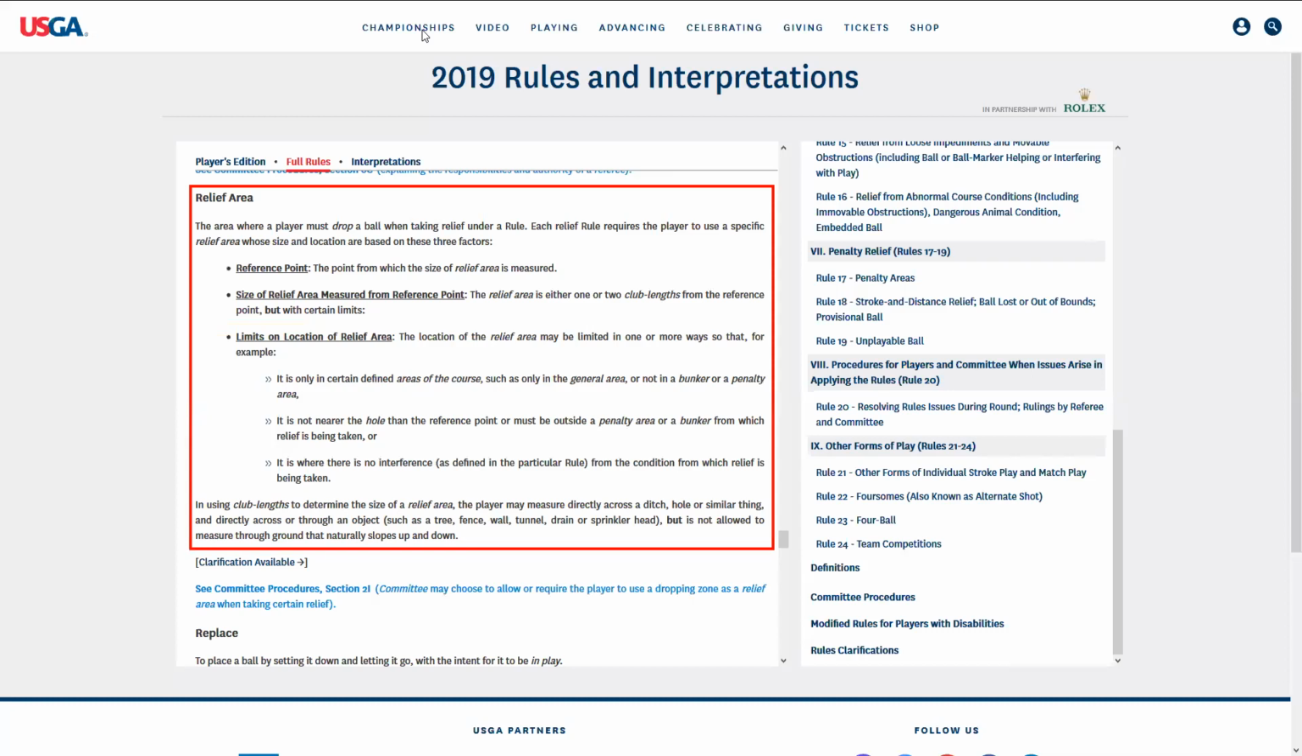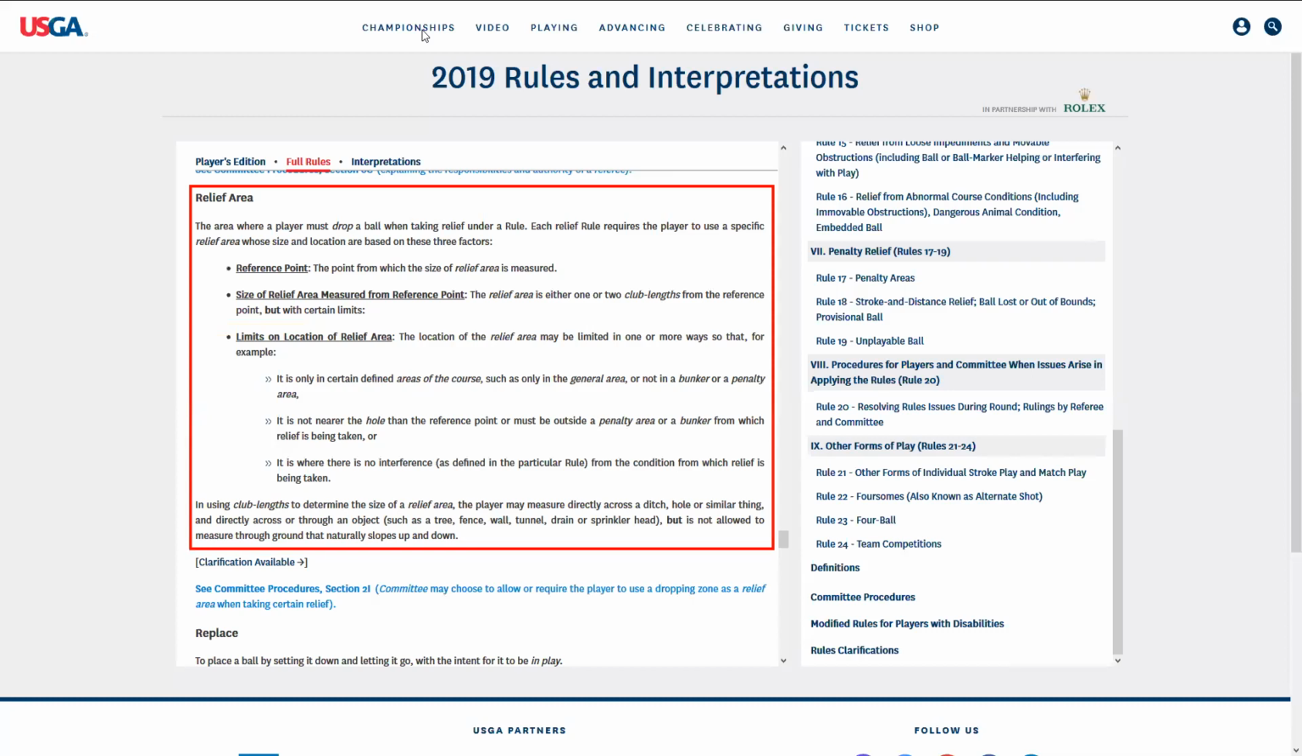In using a club to determine the size of the relief area, the player may measure directly across a ditch, hole, or similar thing, and directly across or through an object, but is not allowed to measure through ground that naturally slopes up or down. What does that mean? Here's what it means. You can measure through air, you can't measure through dirt. That's all that means. You can measure through air, but you can't measure through dirt.